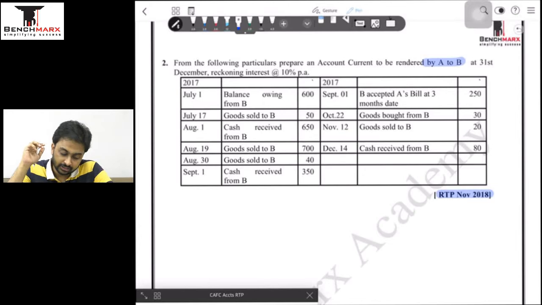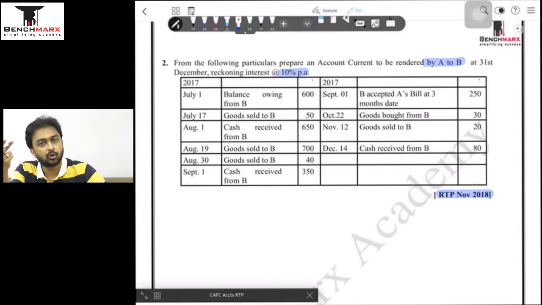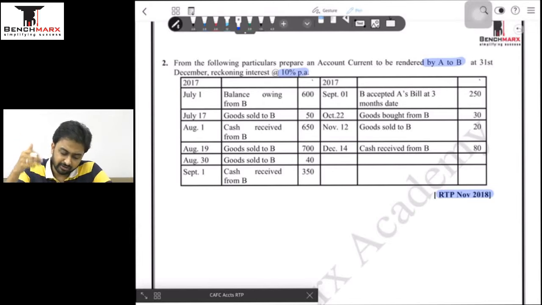Okay. On 31st December, reckoning interest at 10%. So the interest rate is 10%, and A will render the account current to B. So we have the transaction July 1 balance owing, that's the opening balance owing from B. So B is my debtor, it is books of A. Goods sold, cash received, goods sold, cash received, bill accepted for 3 months. So its due date will come. All other transactions' due date is going to be the transaction date itself in the absence of any information.